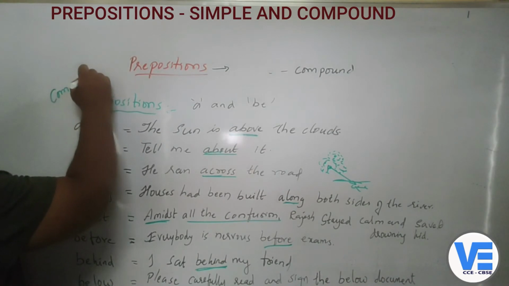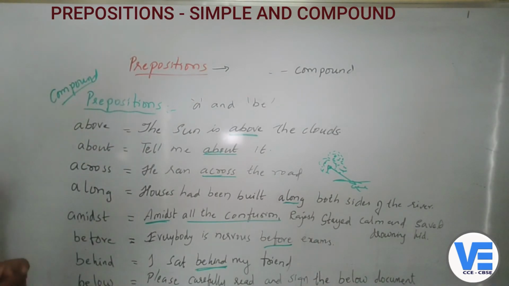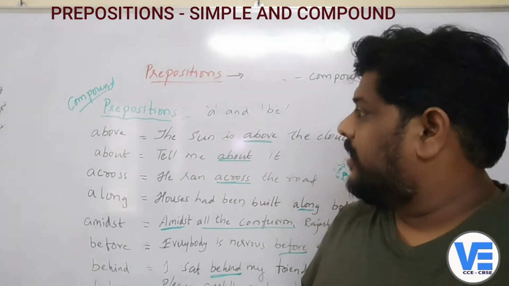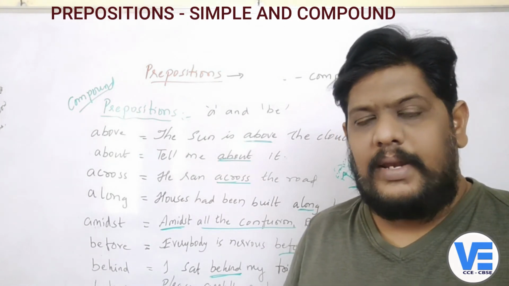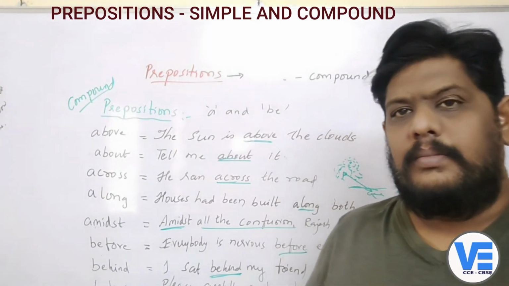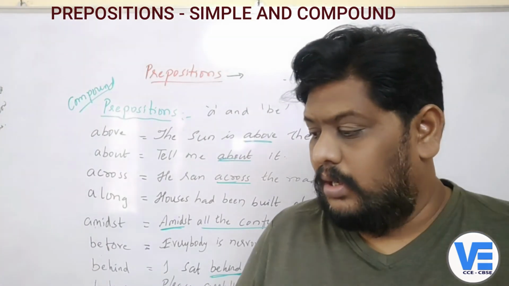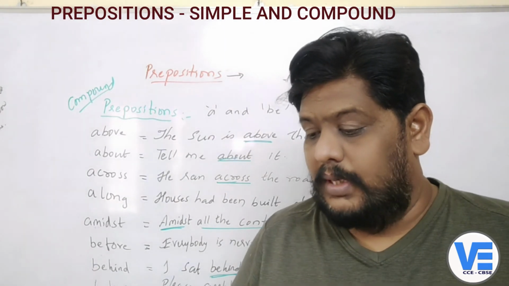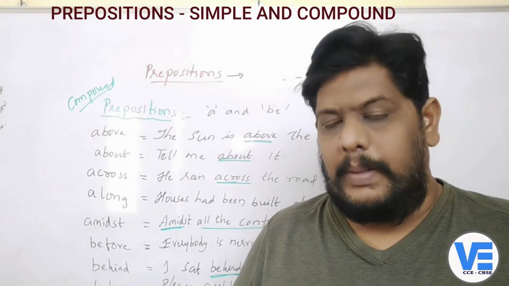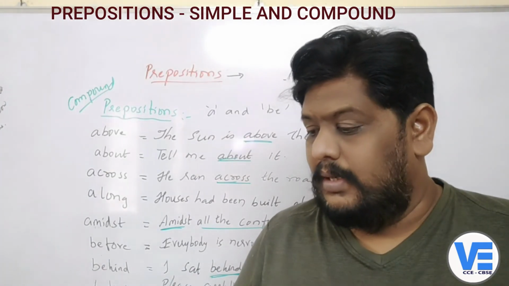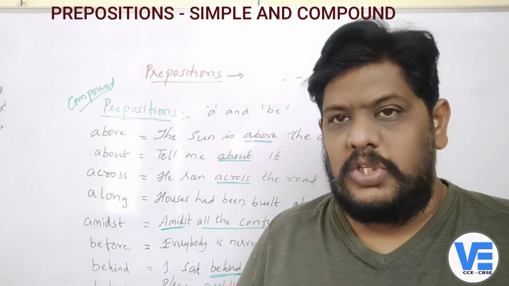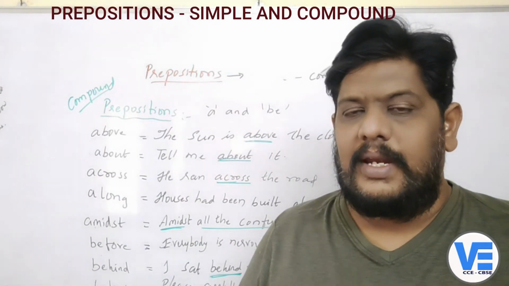Children, these are the compound prepositions and also the simple prepositions. Based on this, you can take your textbook and go to page number 38 and 39 and complete the given prepositions. There are blanks and also some sentences where you need to identify the prepositions and underline them. So go ahead with that.